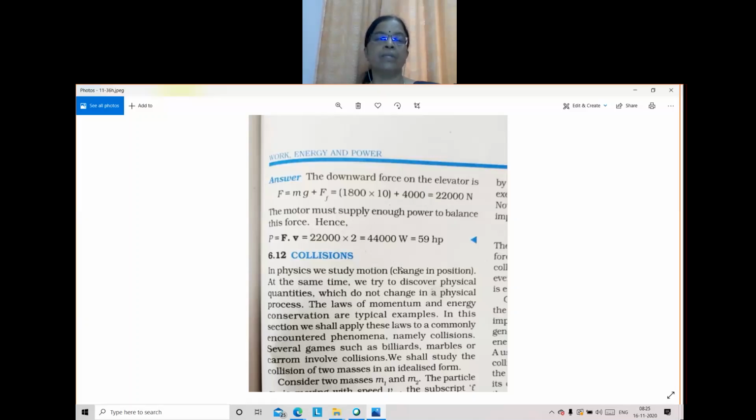And how will we convert it into horsepower? 746 watts is 1 horsepower. So 44,000 watts, how many horsepower? Divided by 746. That will give 59 horsepower. So you should remember that relation. 1 horsepower is equal to 746 watts.